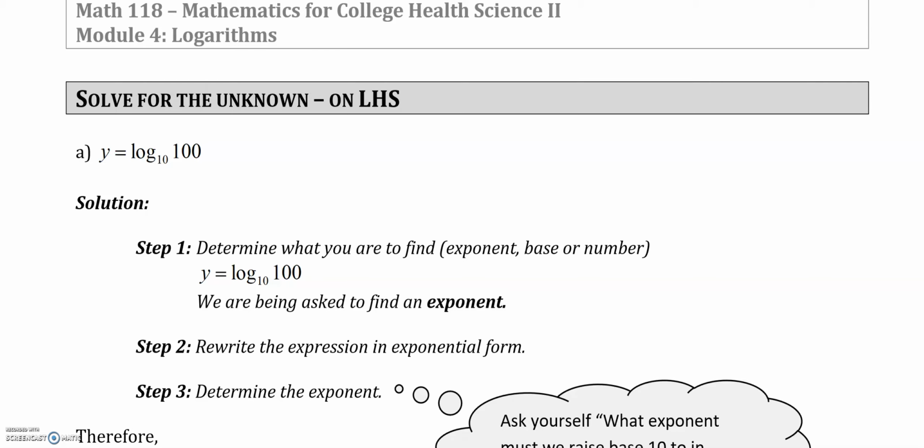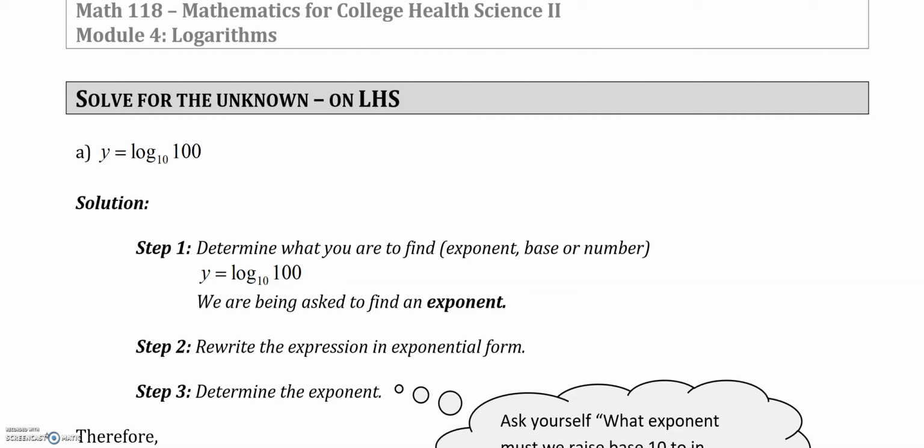Welcome to the second video of Module 4 on solving for the unknown in a logarithmic expression. In this example, we're going to be solving for the unknown on the left-hand side. Given question A, y is equal to log of base 10 of 100. We are looking to solve for the value of y.